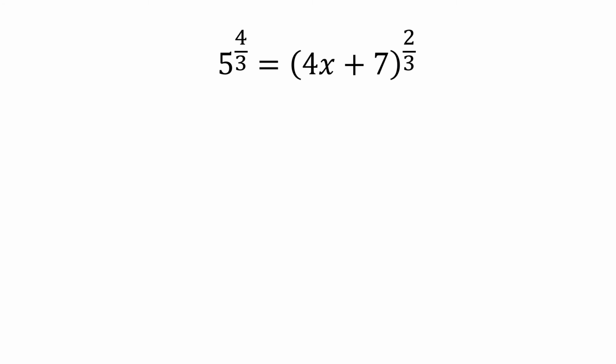One more example. Here we have 5 to the power of 4 over 3 equals (4x plus 7) raised to the power of 2/3. This example is a little bit tough because we have the fraction on both sides. Don't you worry. You always want to isolate the part that has the parentheses, the side that has the variable. So we want to isolate this part right here.